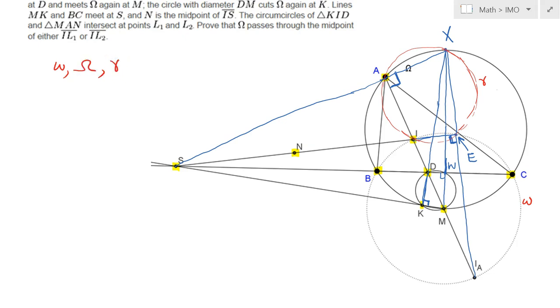The radical center of these three circles, so what is the radical axis between the two omegas? The radical axis between the two omegas is BC, right? So that would be BC. The radical axis between capital omega, the circumcircle, and gamma would be AX. So this one is AX. Finally, the radical axis between little omega and gamma would be IE. So this one is IE.